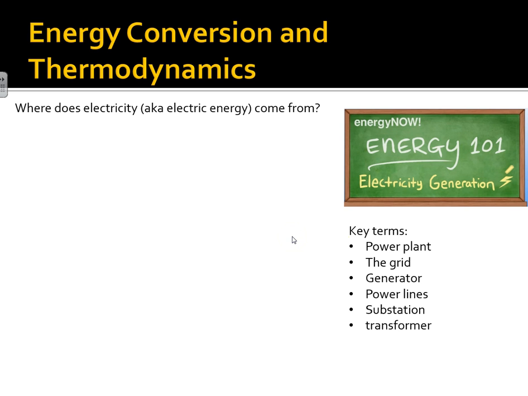Okay, so you had a video about electricity generation, so some key terms in here. We have power plant, the grid, generator, power line, substation, and transformer, each term more awesome than the next. So the question is, where does our electricity, which is electric energy, come from? And yes, I know it comes from outlets in the walls, but that's not really where it comes from. So think about where it really comes from.